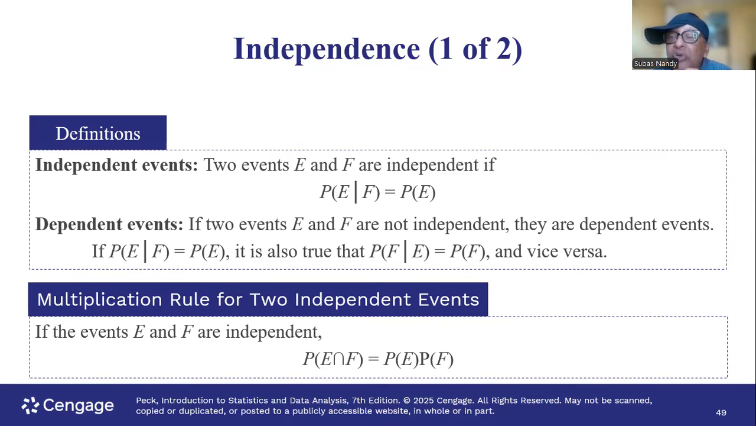Multiplication rule of two independent events. If the events E and F are independent, then probability of E and F happening is probability of E multiplied by probability of F. This multiplication rule happens only if the two events are independent. Independent means each event is not influenced by the chance of the other event happening. So probability of E and F for independent events is probability of E multiplied by probability of F.